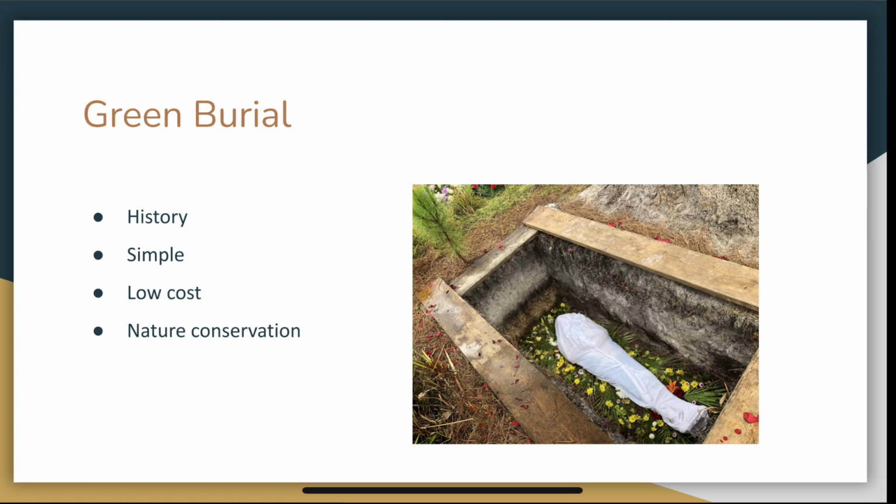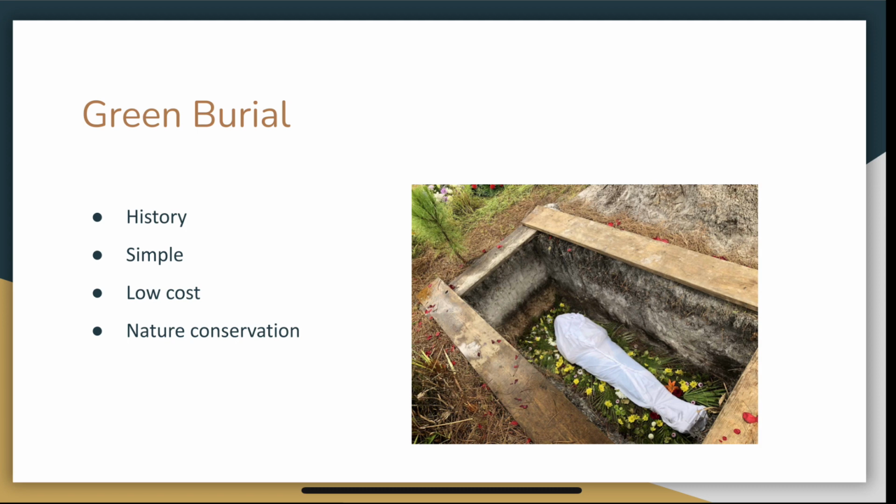Number two is the low cost. These types of burials, the green burials, are very cost effective. It's a good alternative to conventional burials, because it's lowering the cost by thousands of dollars.